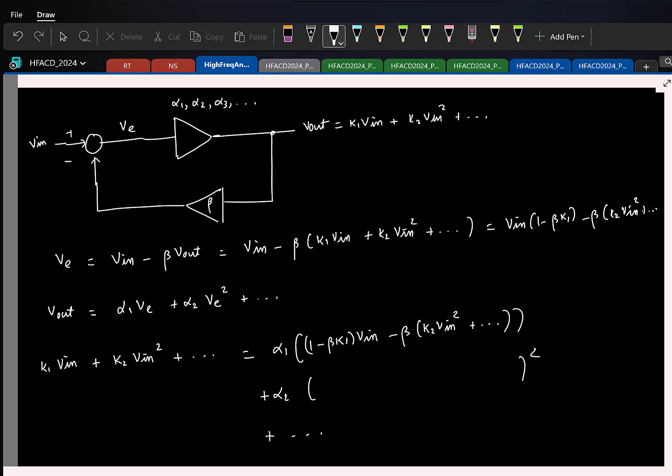And by the way, why can you do that? I mean, why can you equate the coefficients of V in square on either side? If I have, let us say, x plus y is k1 times x plus k2 times y, you will not say k1 is 1, k2 is 1, right? So why do you do that here?